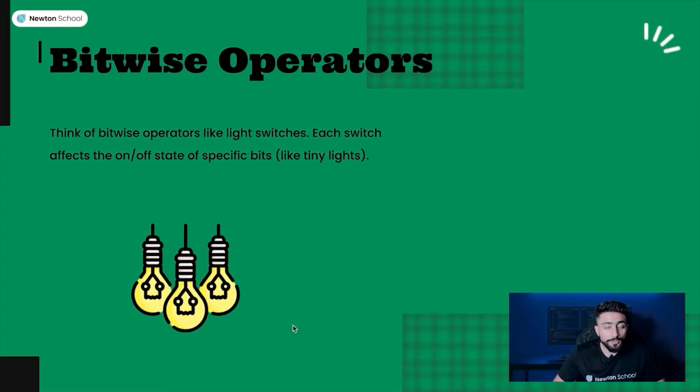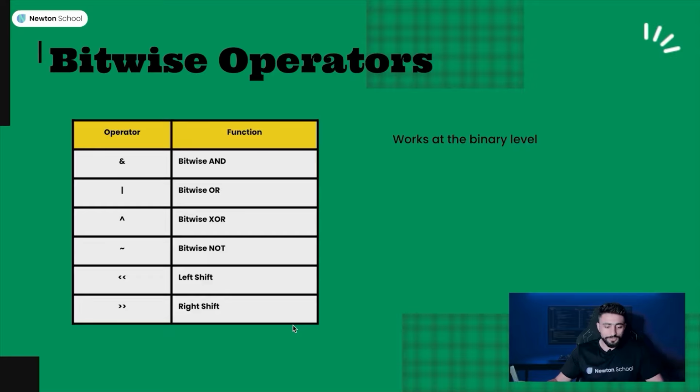So now let's learn about bitwise operators. Bitwise operators are just like light switches, right? You have fans and lights in your home, and each switch has a state, like on and off. So bitwise operators are just like that. If you use this single &, it's nothing but bitwise AND, right?